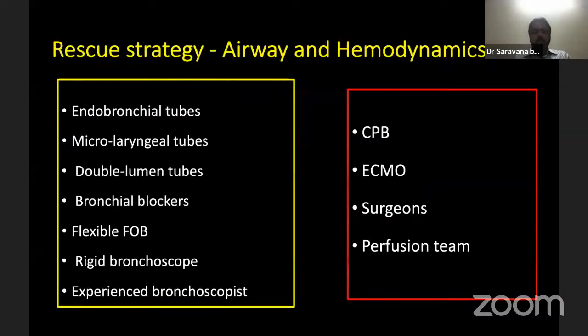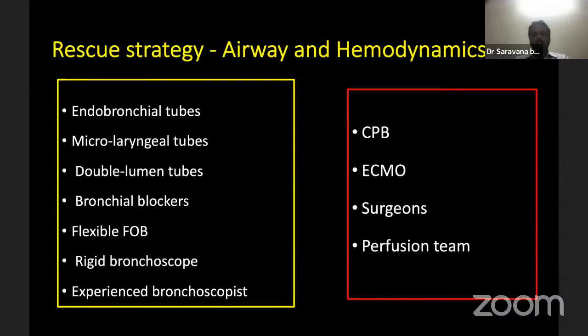So coming to the rescue strategy, the airway and hemodynamics, we have to prepare whenever we go for an anterior mediastinal case. You have to think about two things: one is the airway and one is the hemodynamics. For the airway, you have to keep all the tubes as well as the bronchoscopes ready, and an experienced bronchoscopist ready whenever we have difficulty in securing an airway.